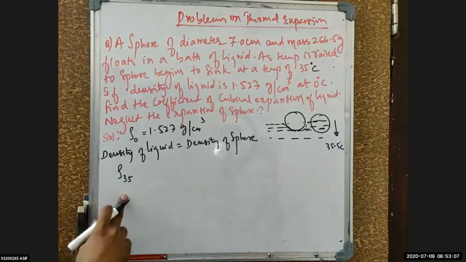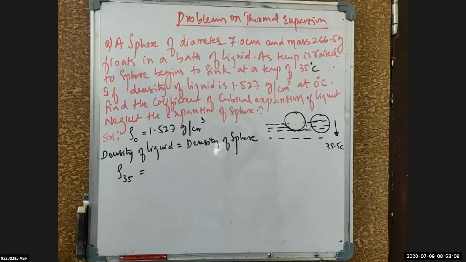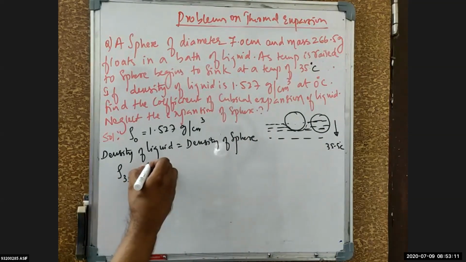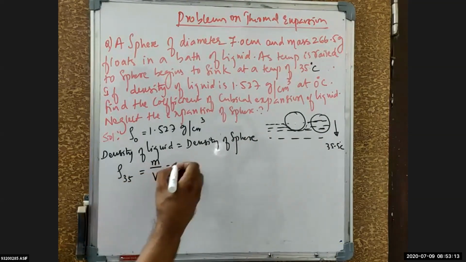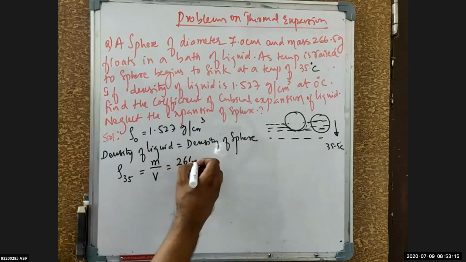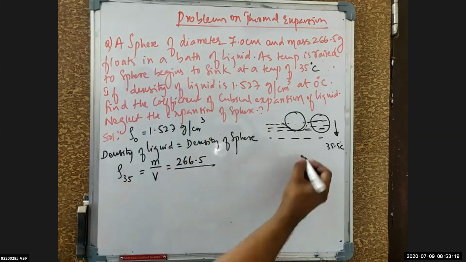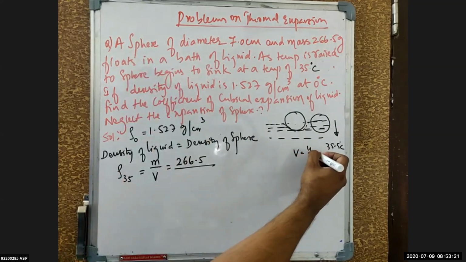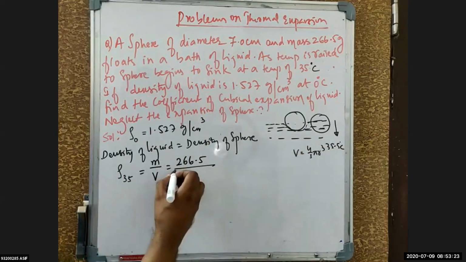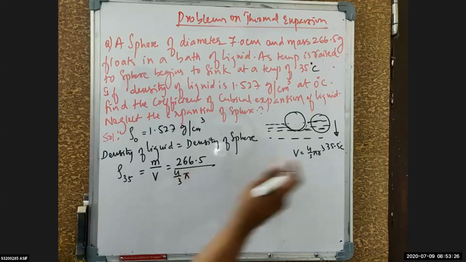So the density at 35 degrees centigrade is equal to the density. What is the density formula? Density is equal to mass by volume. Mass is given as 266.5 divided by volume. Volume is not given. The volume of the sphere will be equal to how much? 4 by 3 pi r cube. Can I write? So this is 4 by 3 pi into r cube.